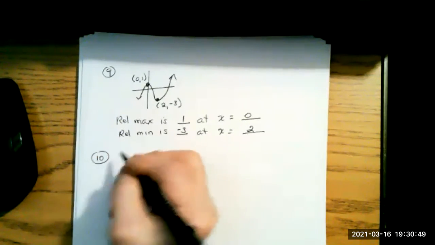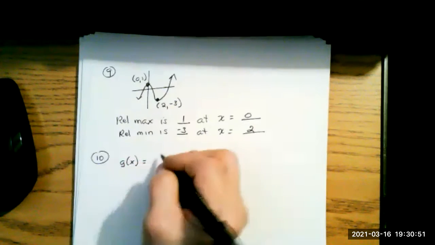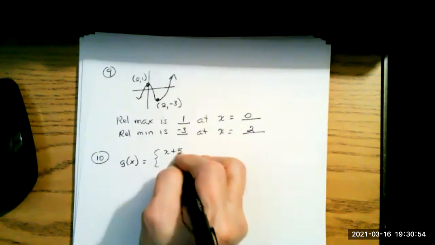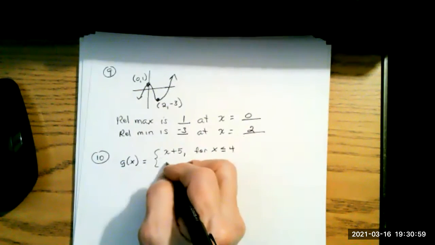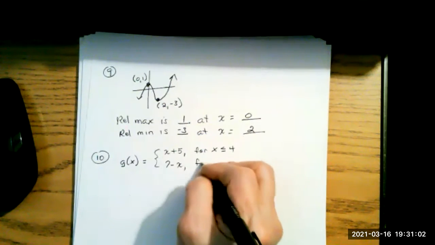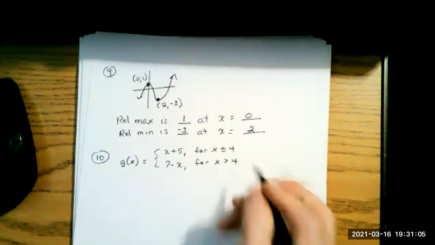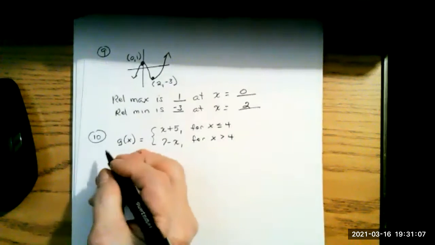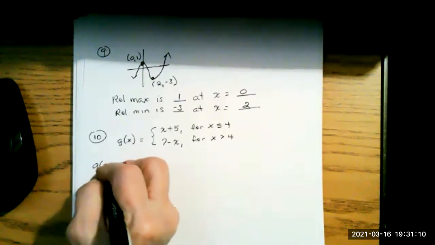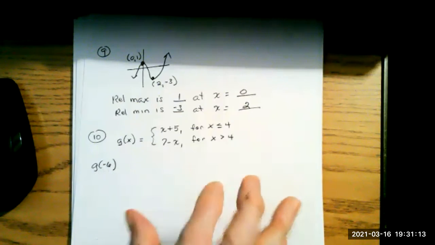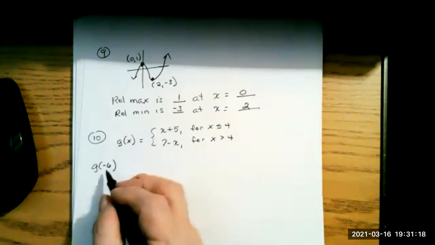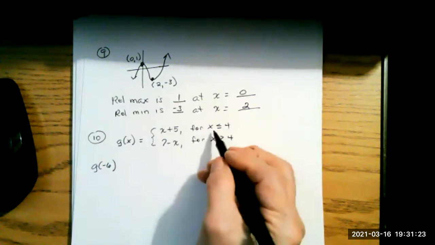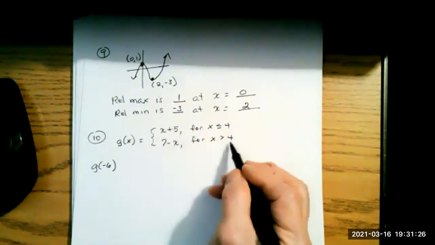Okay, let's look at 10. 10 is a piecewise function. And you have x plus 5 if your x is less than or equal to 4, and 7 minus x for the x that's greater than 4. So you only have 2 areas on this one. They're asking us to find g of -6. So which rule do we use if we want the x value to be -6? Is it this one up here, or is it this one down here?